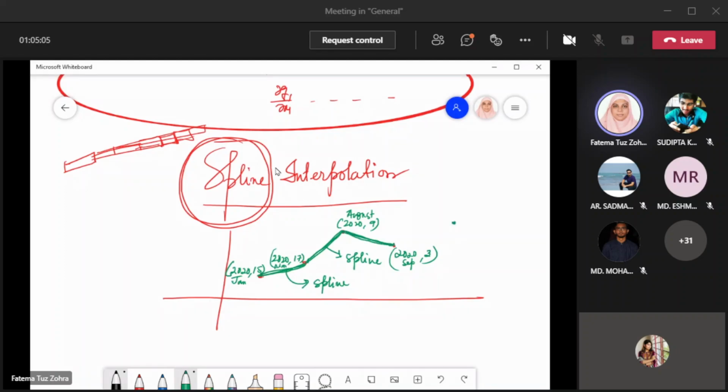So now I want to assume what will be in 2021. So in 2021, how many people will be affected by corona? So I will do what? I know the shape of the graph. So I will continue the graph and I will find out how it will be. So that is the work of spline. That means with the help of the previous set of data, we are assuming a path.